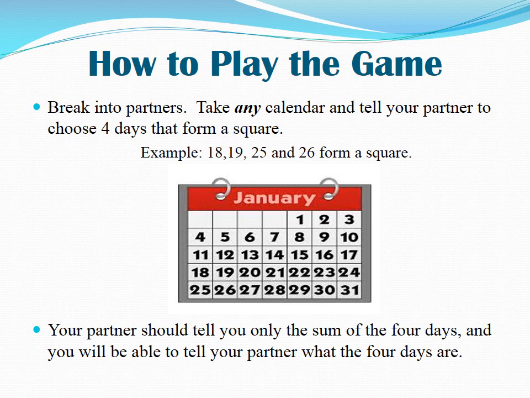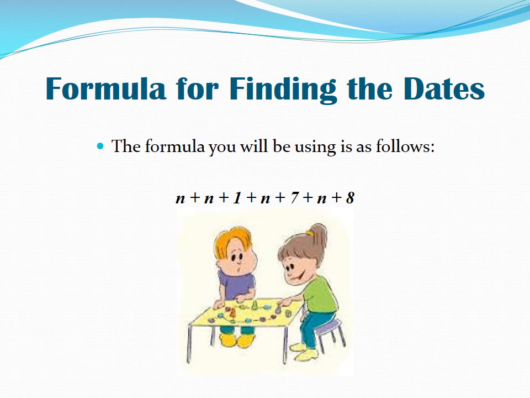They form a square in the bottom left corner of this calendar. Your partner will only tell you the sum of these 4 numbers. From that sum, you will be able to tell your partner which 4 numbers they have chosen. I am sure you're wondering how this is possible. Well, you will use algebra to solve the puzzle.